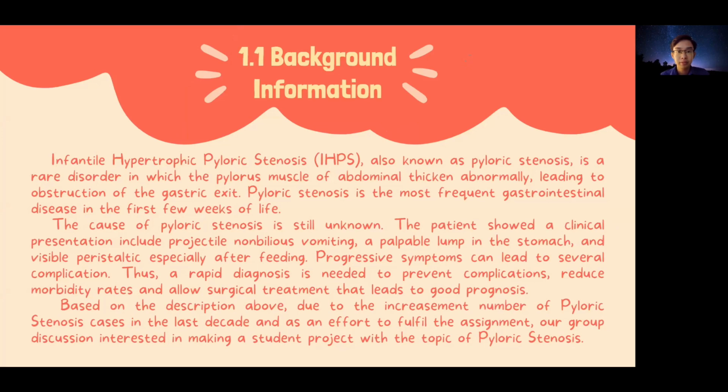So we will start from the background information. Infantile Hypertrophic Pyloric Stenosis, also known as pyloric stenosis, is a rare disorder in which the pylorus muscle of the stomach thickens abnormally, leading to obstruction of gastric outflow. Pyloric stenosis is the most frequent gastrointestinal disease in the first few weeks of life. The cause of this disease is still unknown, and the patient shows a clinical presentation including projectile non-bilious vomiting, a palpable lump in the stomach, and visible peristalsis, especially after feeding.